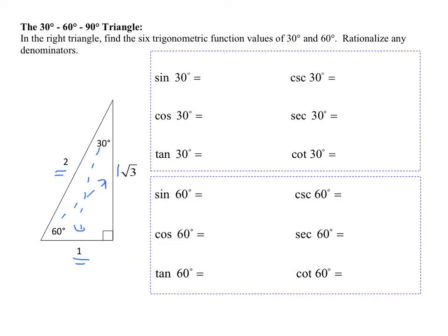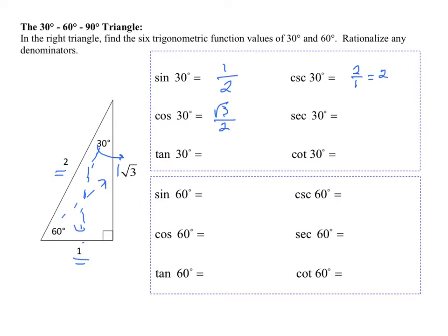Fantastic. Now, all we have to do is just do our thing here. And then we're going to talk about cofunctions. Because 30 and 60, if I add them together, I get 90. So it's like an alpha beta situation. Okay, so here we go. Sine of 30 is the side opposite 30, which is 1, over the hypotenuse, which is 2. Blam, let's get cosecant, which is 2 over 1, or 2. Good? Now the cosine of 30 is going to be the side adjacent to it, which is square root of 3, over the hypotenuse, which is 2.